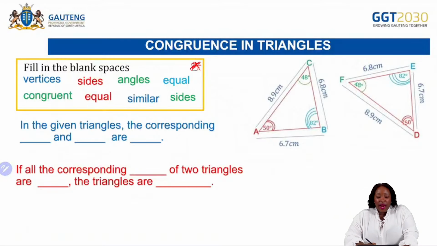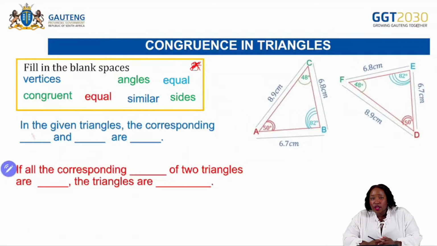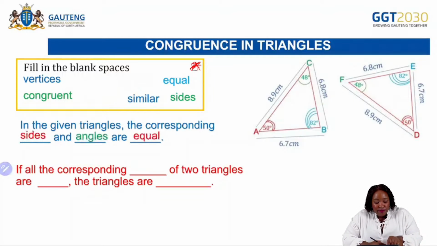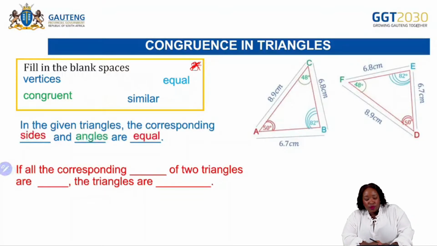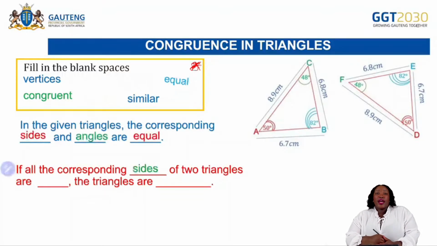Right, so in the given triangles, the corresponding sides and corresponding angles are equal. Do you have that? This is simply from what we've just done, right? Okay. And then if all the corresponding dash of 2 triangles, which ones are we talking about? Sides are equal, then your triangles are congruent, right?